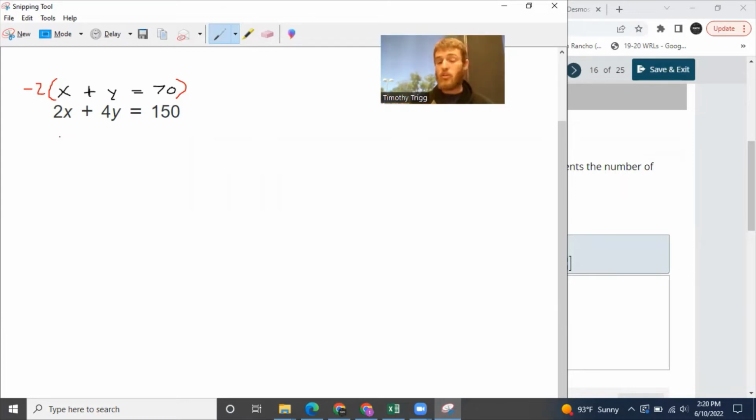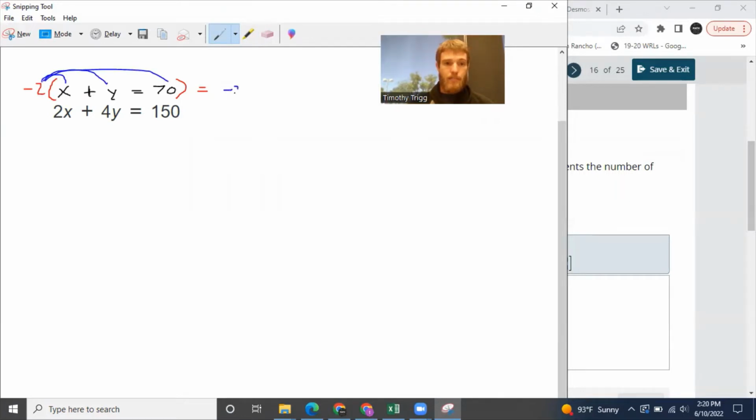Sometimes it's easier to eliminate x. Sometimes it's easier to eliminate y. In this case, it's about the same amount of easiness either way. So it just depends on what you want to do here. Here I'm going to multiply by -2 and eliminate the x's. So let me go ahead and distribute that -2, and then we'll have basically a new version of this equation.